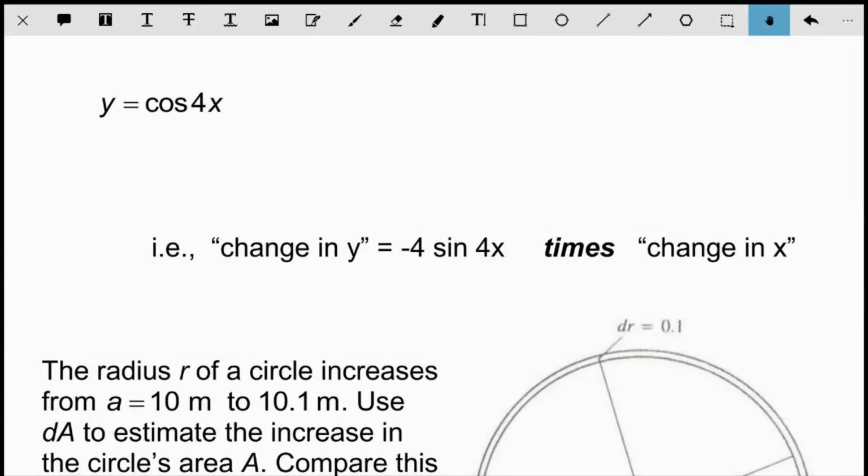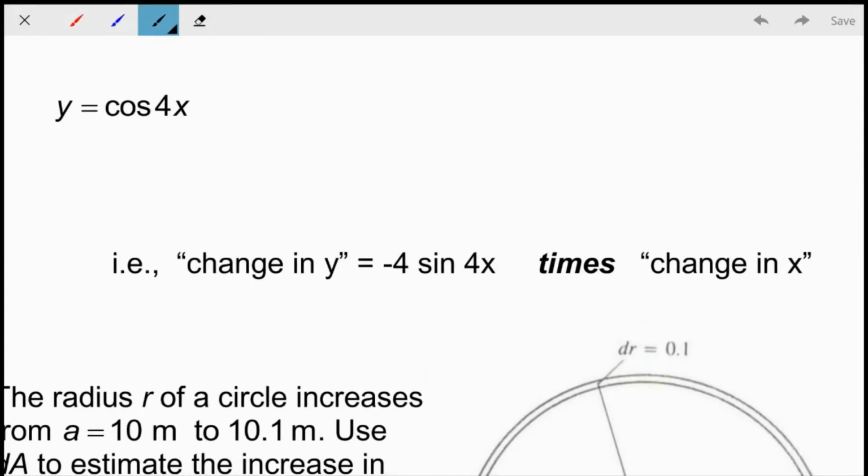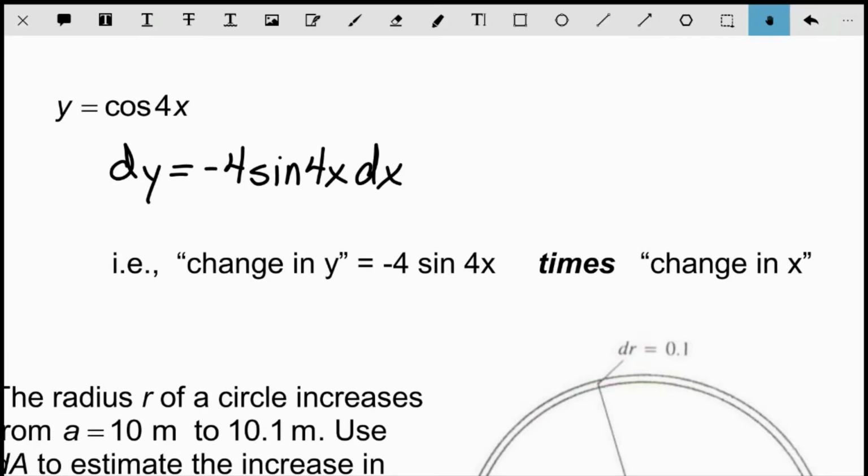All right, let's take a look at this next page. This one is another same type of example. It gets into what we are thinking about when we actually look at something like a dy. So here, my dy would be equal to negative 4 sine 4x times dx. And what does that mean? Well, if I'm looking at this as a linear approximation, my change in y is equal to negative 4 sine 4x times my change in x. So that's really all that's saying: how much is my y changing in relation to my change in x.